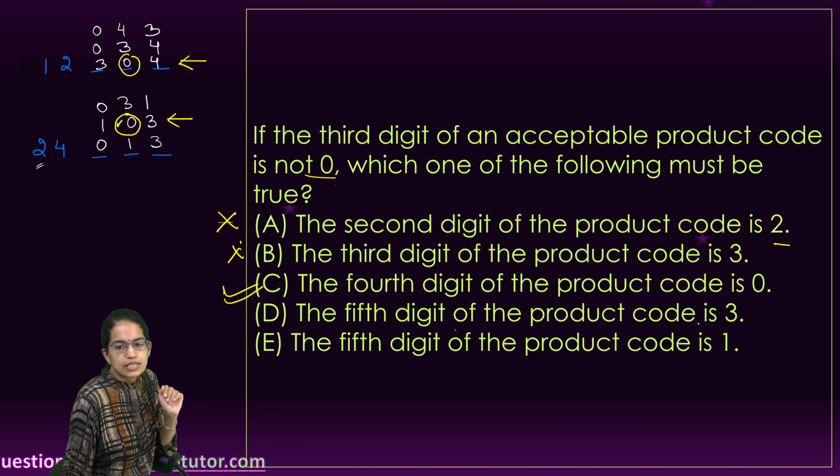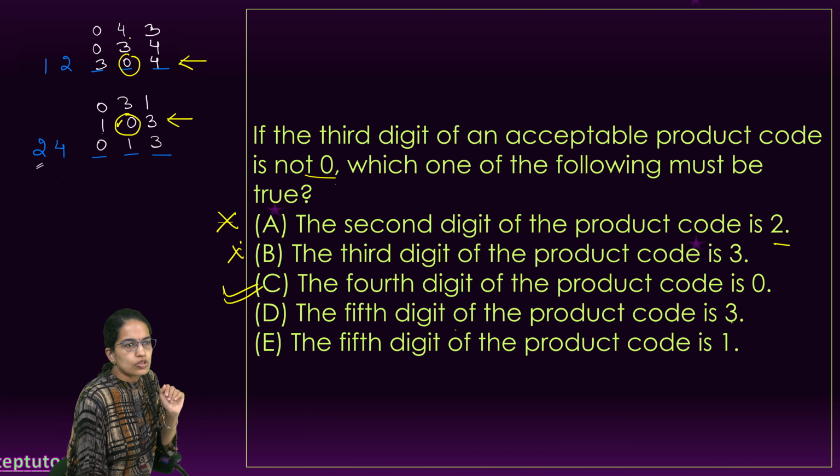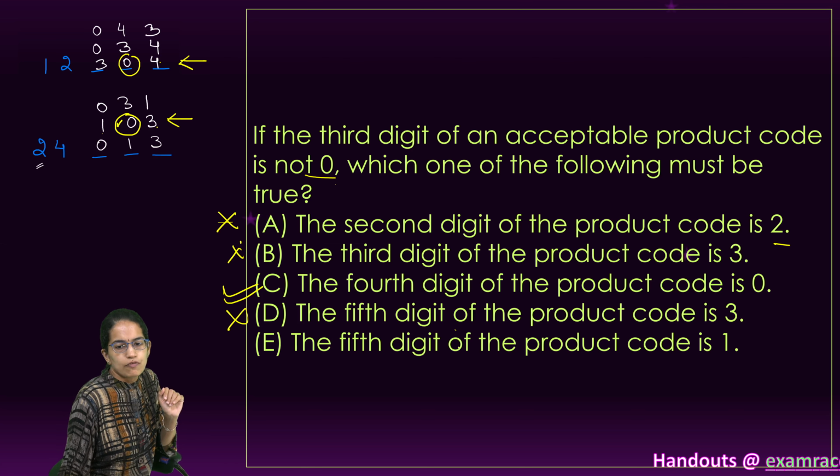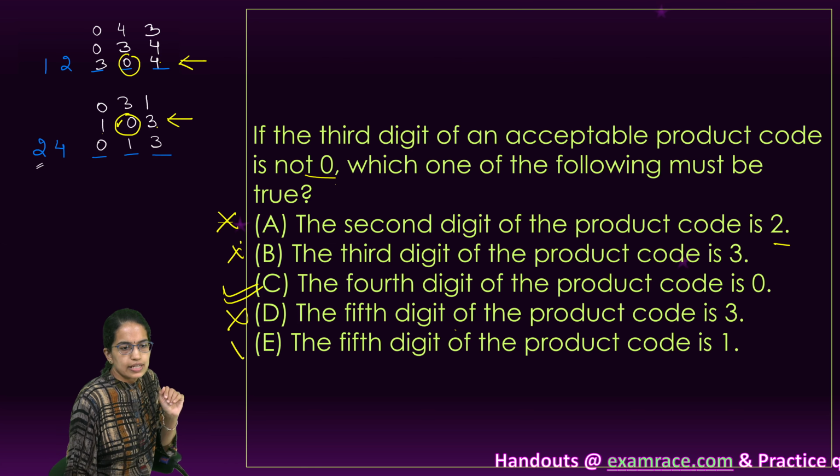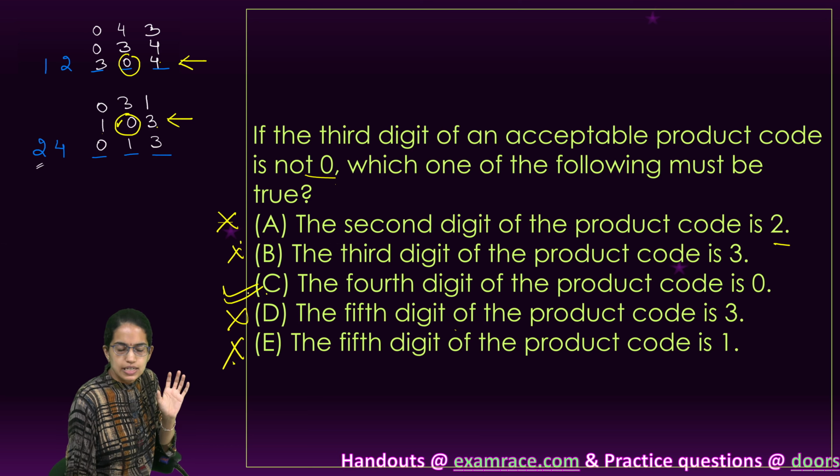The fifth digit of the product code is 3. So the fifth digit is 4 in one case, 3 in another case. So again incorrect. Fifth digit is 1, again incorrect. So you have C as the right option.